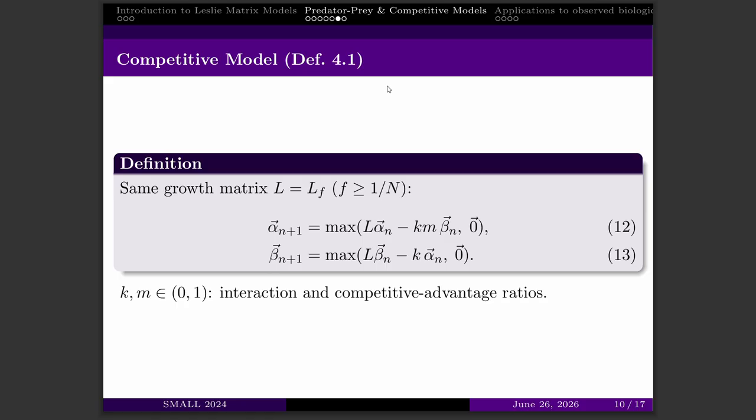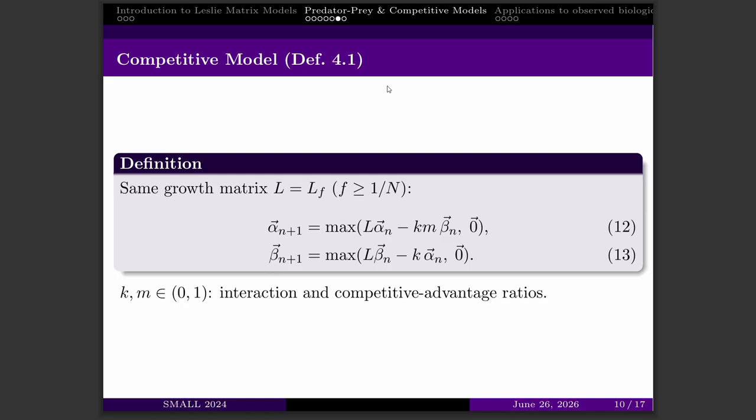Because all the populations within the system are assumed to come from the same species, we set the same growth matrix, L equals large L of F, and we set the population dynamics according to 12 and 13. We can ignore the max function because it basically guarantees that each of the populations is non-negative. And we set alpha of n plus 1 equals Leslie matrix times alpha of n minus K M beta of n, i.e. the competition decreases the population group alpha, and beta of n plus 1 equals L beta of n minus K alpha of n.